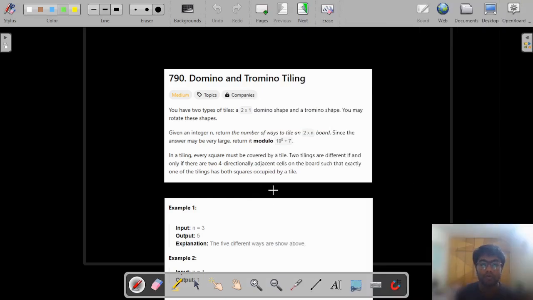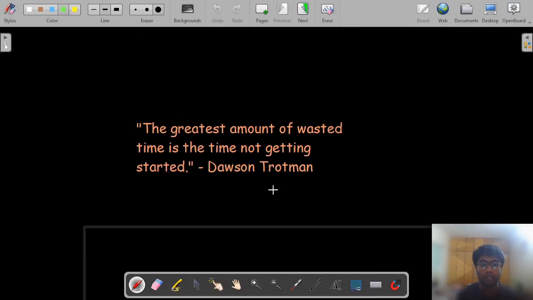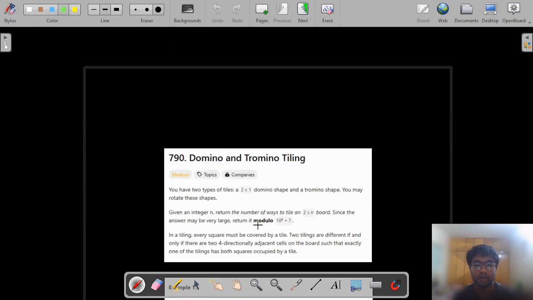Before starting this problem, let us look at the motivational quote for the day. The greatest amount of wasted time is not getting started. And this also relates to the problem that we are solving. We always need to get started in something, and then we always need to keep going, and we always need to figure out a way to move further. Maybe it's a small piece of an idea that gets connected to what we are trying to do, right? Let's try solving this problem.